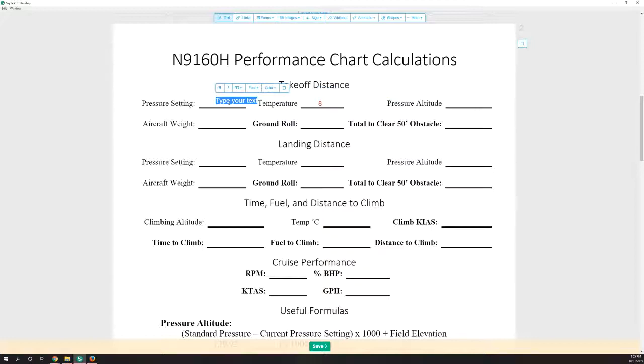I've already done the math on a sheet of paper earlier, and I pulled the numbers earlier. We're going to say the pressure setting that we looked at was 30.19, not 30.21, just so that I don't have to do this math really quickly while we're going along. So that's our pressure setting, that's our temperature, and we'll calculate our pressure altitude here in a minute.